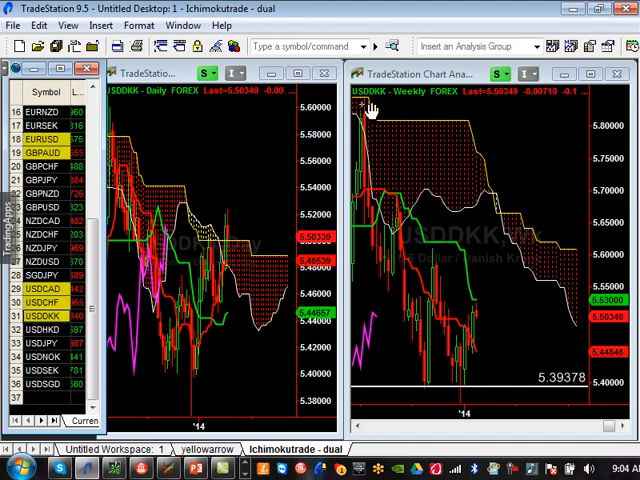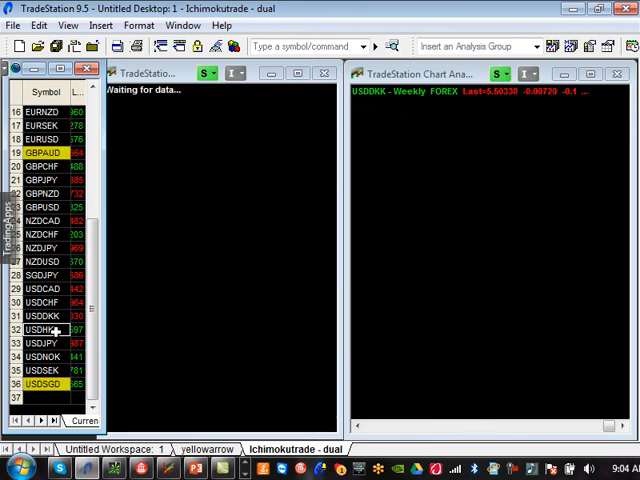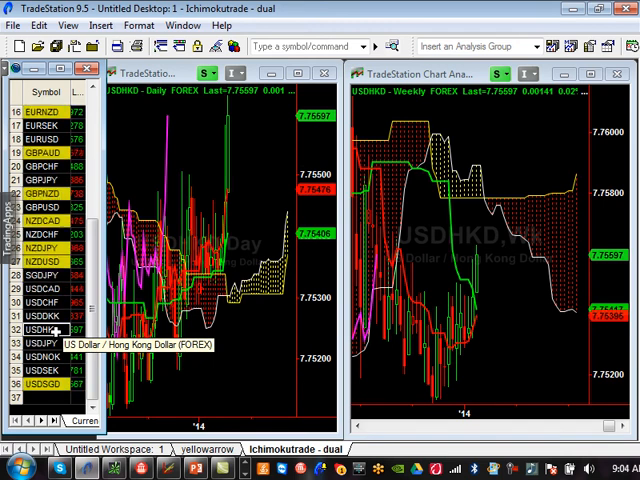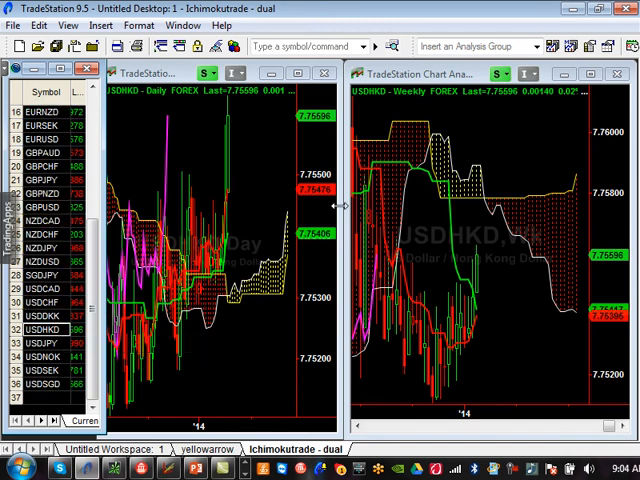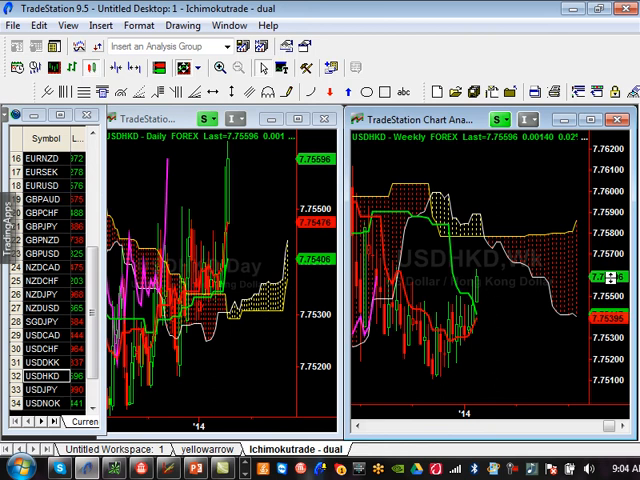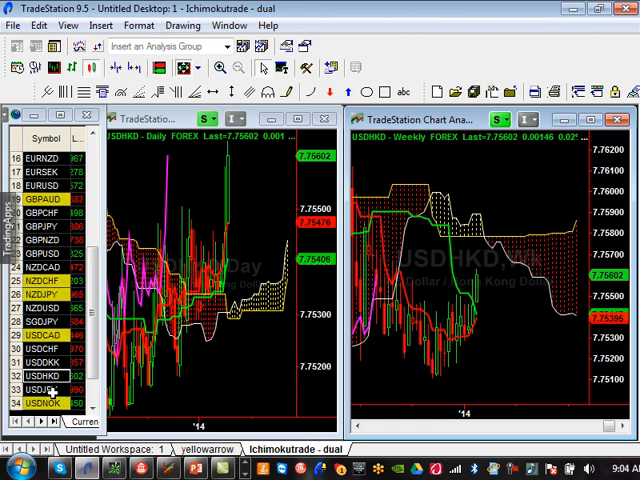USD DKK trending bearish downwards now. Resistance is 5.53000. Support is going to be 39.37. US Hong Kong, nothing exciting going on here. This is boring. Support on this one's going to be about 75.10. Resistance on this guy is going to be about 75.80.